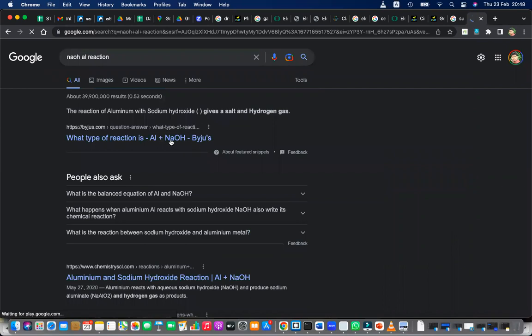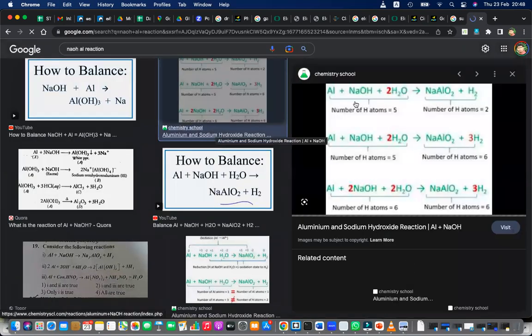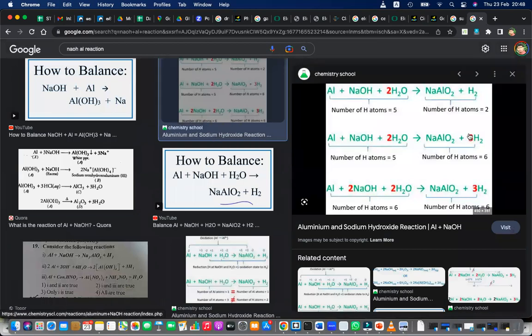NaOH plus aluminium, the reaction will create H2O. With the H2O, it will create sodium aluminate and hydrogen. This is how you can make a hydrogen balloon. Sodium hydroxide and water with aluminium will react and produce sodium aluminate plus H2. H2 is basically hydrogen. That is one method.